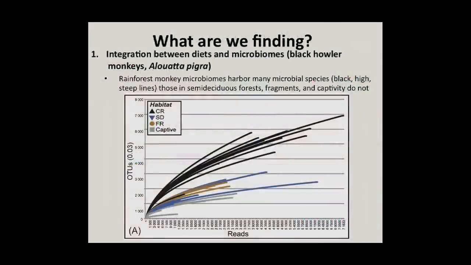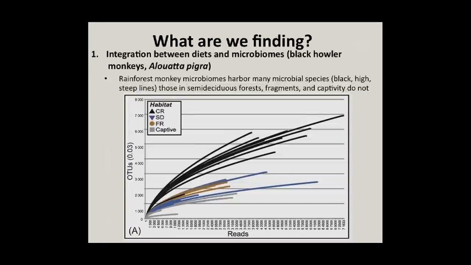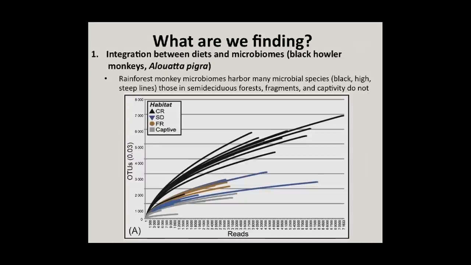What are we finding? We're finding some very interesting results with our cross-species comparison, so I'm going to give a limited view of those here today. One thing we seem to be finding is integration between diets and microbiomes, and the example that I'm showing here is from black howler monkeys, or Alouatta pigra. This is an endangered species that occupies the Yucatan Peninsula. The population has been under investigation by Dr. Alejandro Estrada for many years, and these results were generated by one of our brilliant graduate students, Ms. Katie Amato. Now, it's slightly complicated, so let me walk you through it.